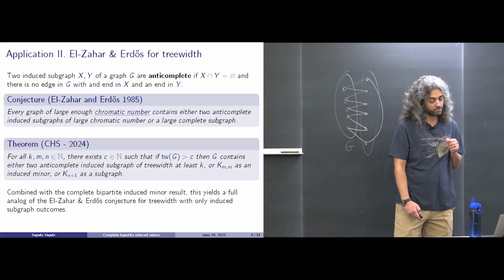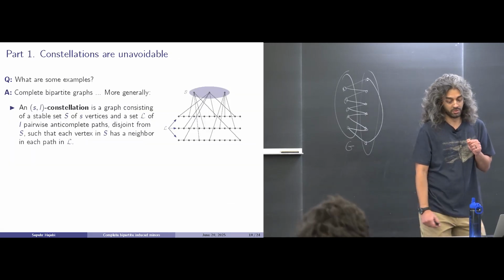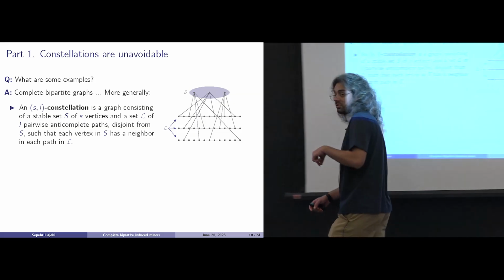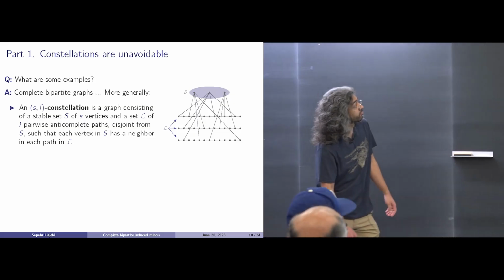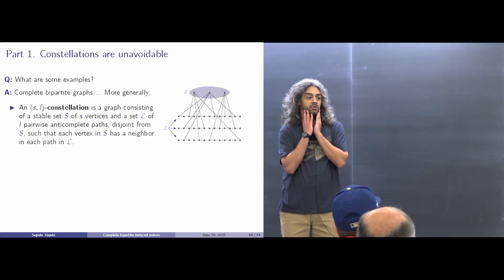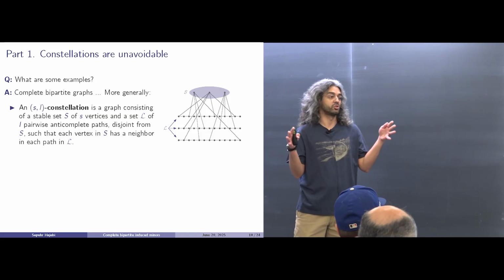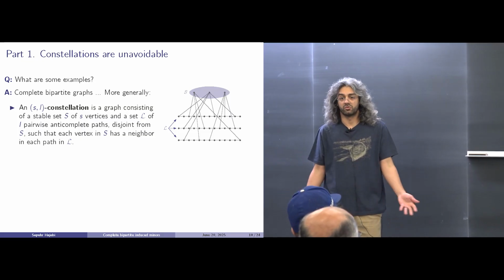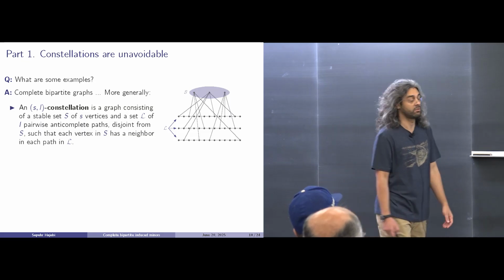And right, now I'm going to start telling you about the main theorem. And what's going to happen is that from now on, I'm going to say the word constellation about 50,000 times. So let me tell you what it actually means. So what are some examples of graphs with a huge complete bipartite induced minor? For instance, complete bipartite graphs themselves. You don't need to contract edges, you don't need to remove vertices, you don't need to do anything.